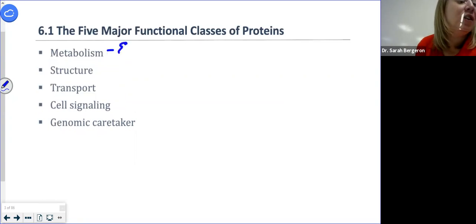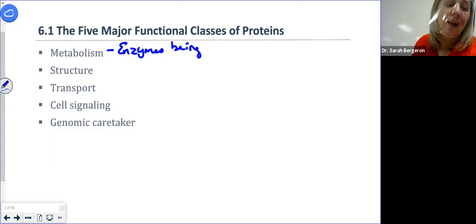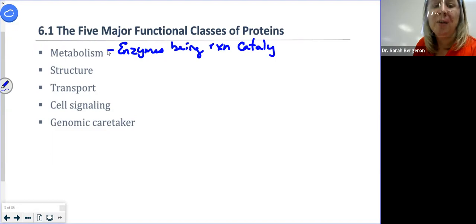Yeah, they're going to be catalysts. They're going to be enzymes, right? Because metabolism is all about changing substrates into products. That's what enzymes are all about. And what is metabolism about? Either breaking something down or building something up, right? So we're talking about enzymes being reaction catalysts.